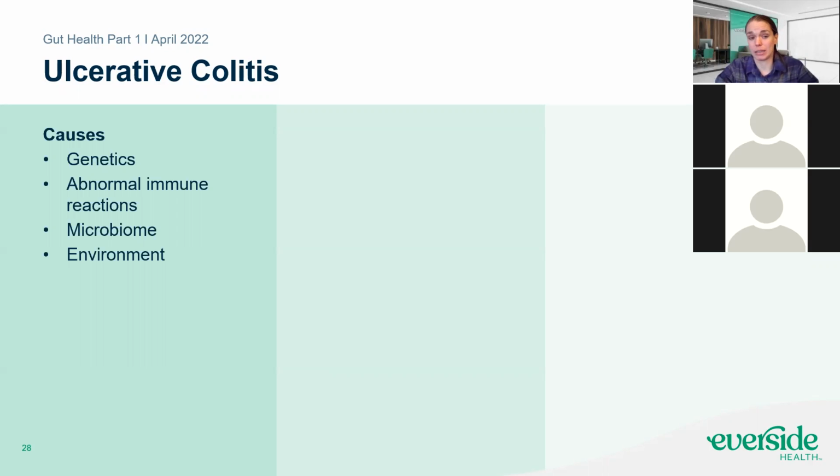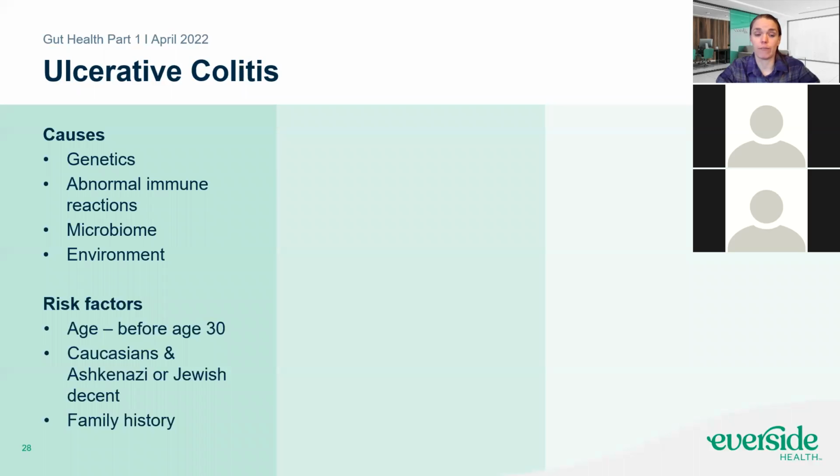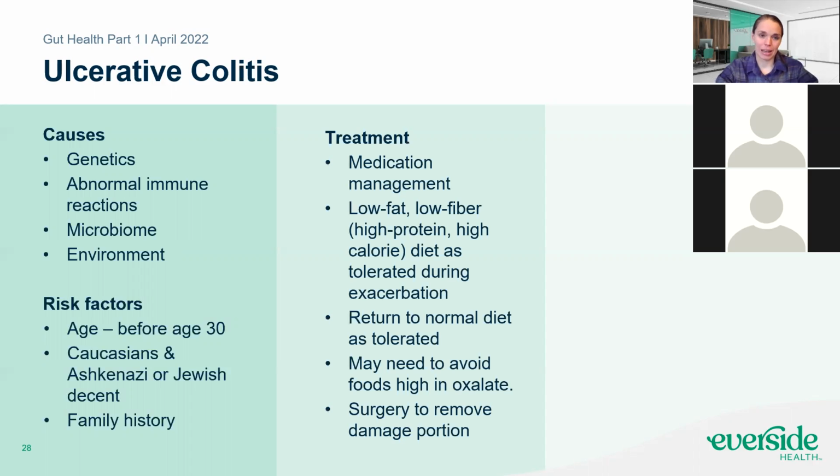Causes, genetics is a big one, abnormal immune reactions. It could be related to your microbiome, which again, we're going to talk about in part 2, which is great. And it could be related to the environment. So there's some things that we could do about it. Risk factors, typically you start developing it before the age of 30. Another one, Caucasians, Ashkenazi, which I could totally be saying that wrong, or having a Jewish descent, and a family history of it.